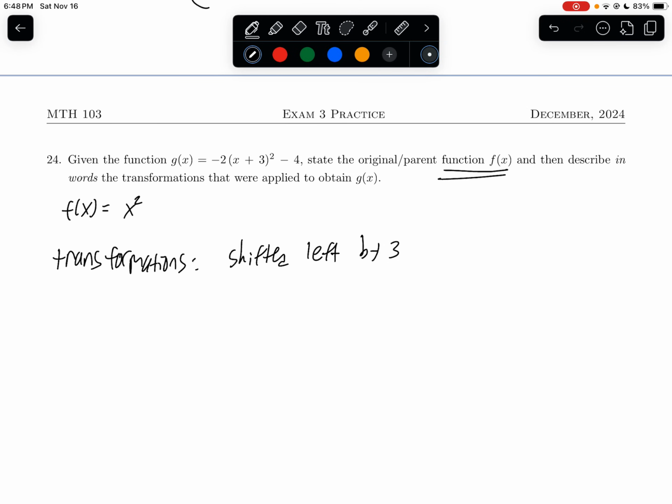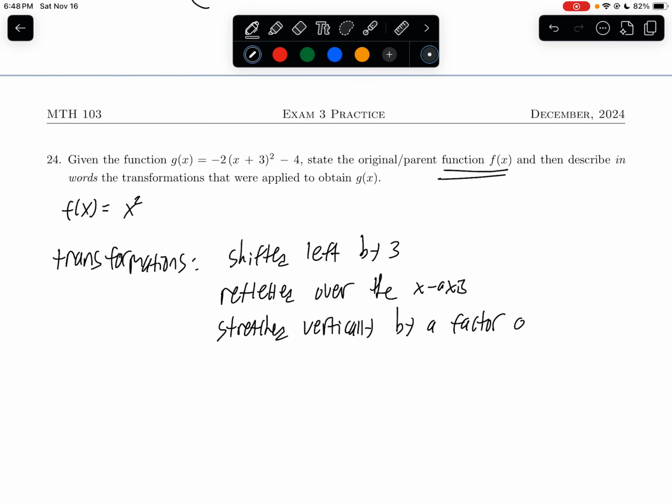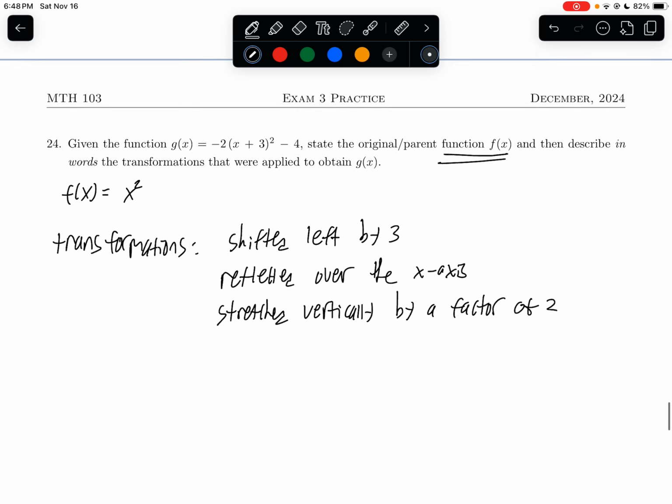Then I multiplied it by the -2. So that's a reflection across the x-axis. So this is reflected over the x-axis. Then I vertically scaled it by the 2. That's what the 2 is representing. But I'm multiplying it by the 2, so the outputs are getting bigger, so it's being stretched. So it's being stretched vertically by a factor of 2.